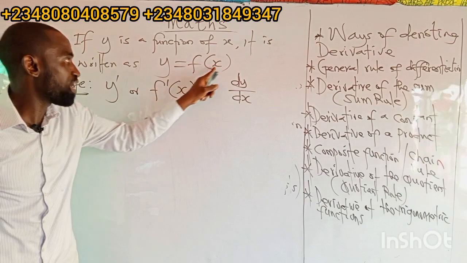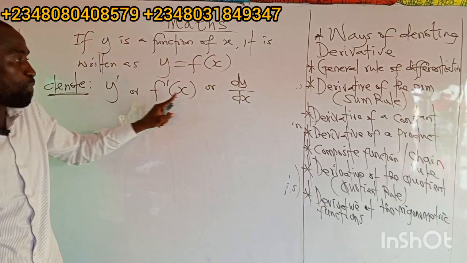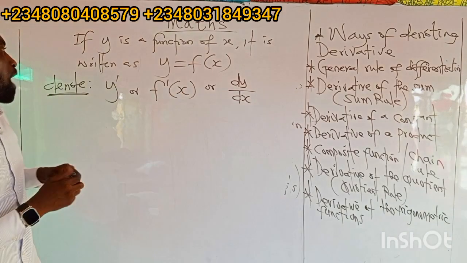Y is a function of x. That's why we say dy/dx, or we can call it f prime of x. We can also say y prime.